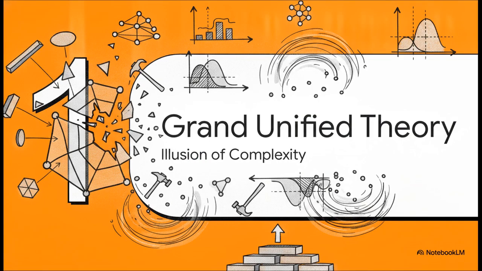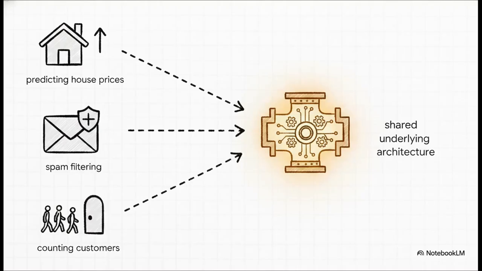Okay, part 1, the grand unified theory, the illusion of complexity. You already know that in machine learning, your task dictates your data distribution. Predicting house prices, you're going to model your output as a Gaussian distribution. Building a spam filter, that's a Bernoulli distribution. Or say you're estimating the number of customers walking into a store in a given hour. You'd use a Poisson distribution for that count data. But here is the wild part. Despite these tasks appearing so incredibly different, real numbers versus binary classes versus integer counts, they literally all use the exact same underlying architecture. Every single one of them is a member of something called the exponential family.